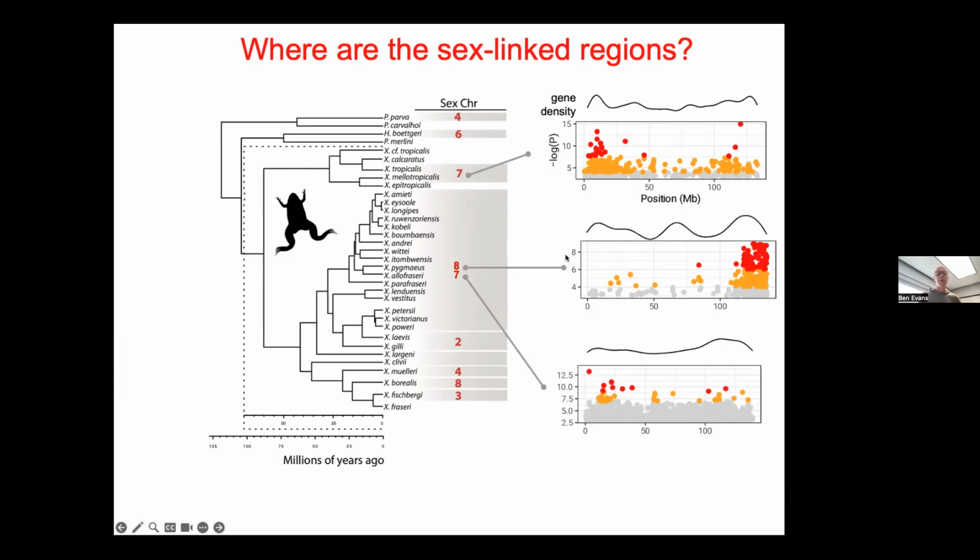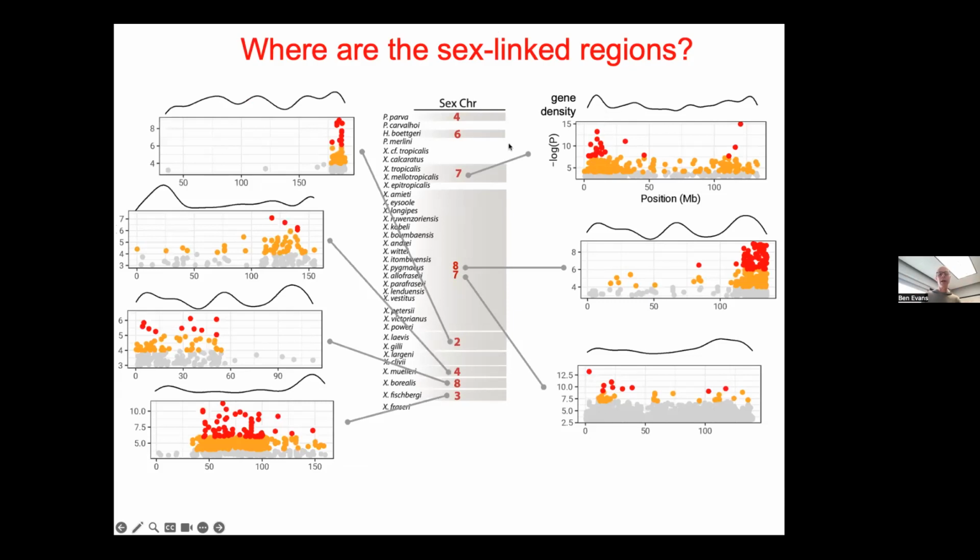in Xenopus mellotropicalis. So for example, in Pygmaeus, we see on chromosome 8, there's a sex-linked region on one end of the chromosome. And then in Xenopus allofraseri, we see a weak signal of a sex-linked region on the beginning of chromosome 7, in the same place actually as mellotropicalis, but we think it's independently evolved. And then we can look at other species as well.